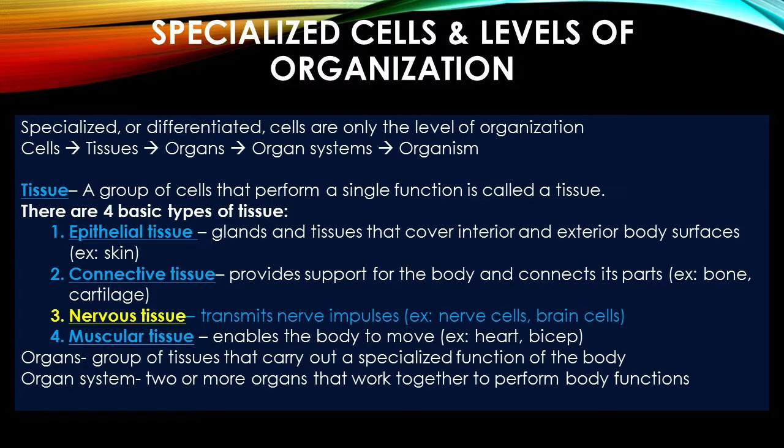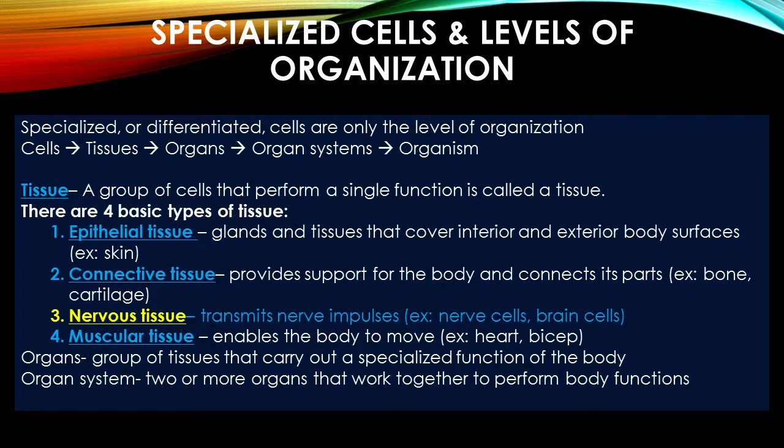The levels of organization from smallest to largest are cells, tissues, organs, organ systems, and organism. So a group of cells that perform a single function are what we call a tissue. There's actually four basic types of tissue in the body. First, we have epithelial tissue. These are glands and tissues that cover inner and outer body surfaces like the skin.